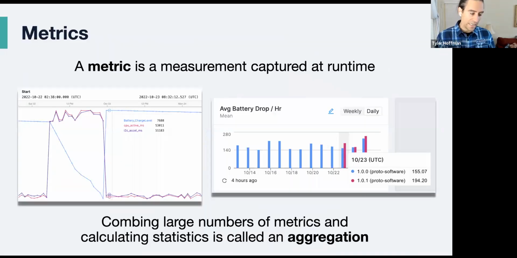A metric is basically a number that you capture when the device is running. And we typically capture, not just one of them and not just a few of them, but generally a lot of them. And we will take all these metrics and generally aggregate them, whether it's on device or in the server. Honestly, in the firmware world, we usually aggregate them on device so that you can send less data to the cloud and that the actual server has to do less work.